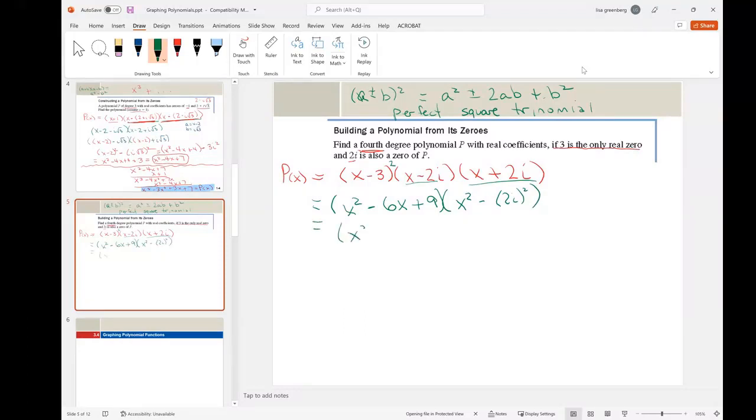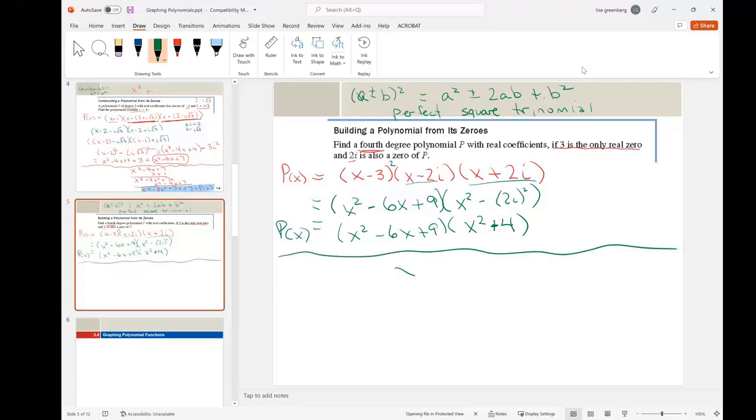So let's continue. I get x squared minus 6x plus 9 times x squared minus 2i squared. Well, that's 4i squared. i squared is negative 1. So it's negative 4 times a negative, which makes this plus 4. Okay, so now I'm pretty close to my polynomial. I'm building my polynomial from its zeros. And then again, I'm going to do my multiplication. x squared minus 6x plus 9, times x squared plus 4.